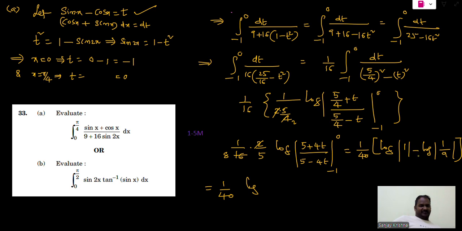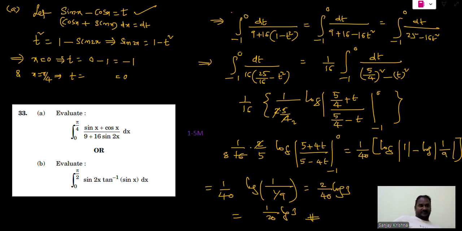Or else you can write log a minus log b is equal to log a divided by b. Log a divided by b is going to be how much? 1 divided by 1 by 9. 1 by 1 by 9 is equal to 9. So log 9 is equal to log 3 square. Log 3 square is equal to 2 log 3. So 2 log 3 means 2 divided by 40 into log 3. 2 divided by 40 log 3 is going to be 1 divided by 20 log 3. Right? This way we can answer the problem easily.